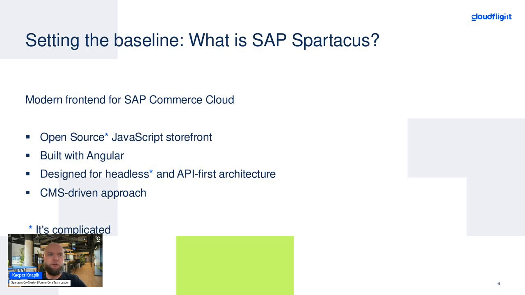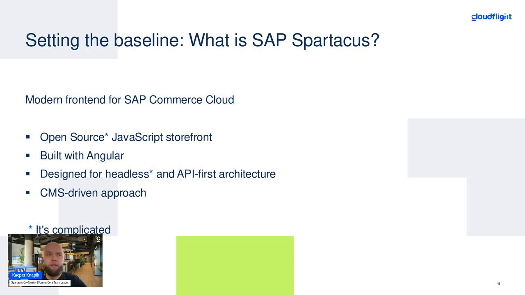Spartacus was designed to be headless, and there is another star next to it, and API first. So it is a bit complicated because ultimately Spartacus works with SAP Commerce Cloud, and you can use it with other, let's say, backends, but it's not as straightforward as we would like it to be.